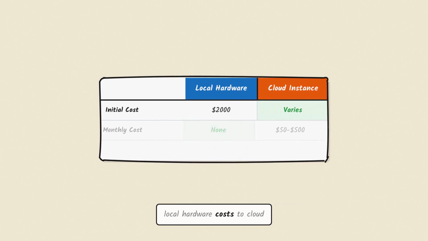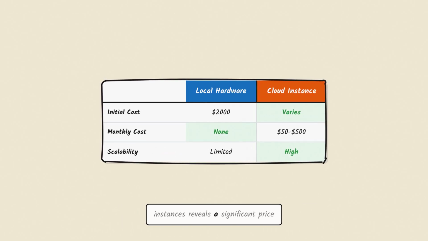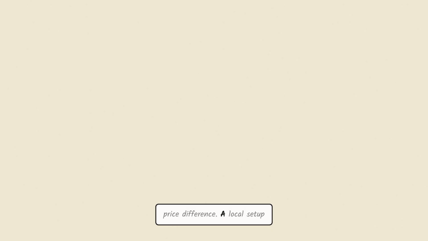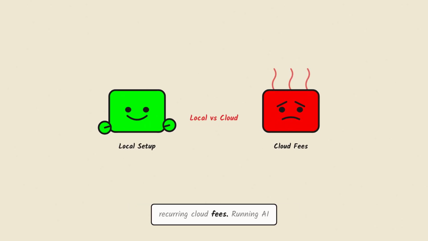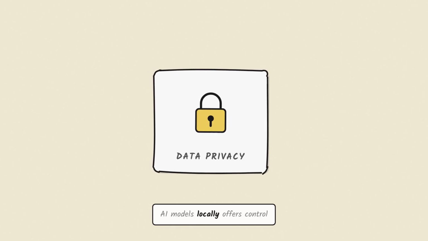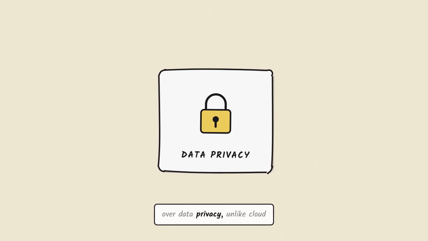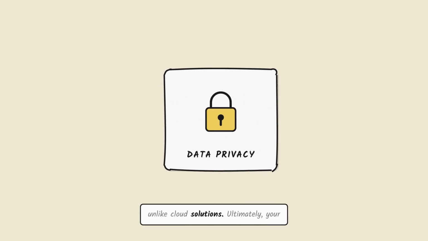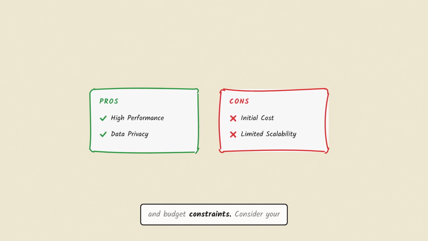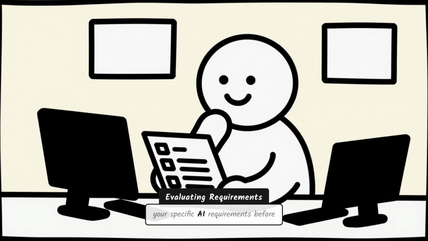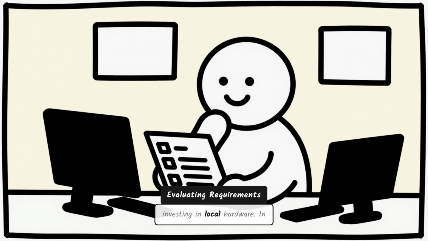Comparing local hardware costs to cloud instances reveals a significant price difference. A local setup provides consistent performance without the recurring cloud fees. Running AI models locally offers control over data privacy, unlike cloud solutions. Ultimately, your choice depends on balancing performance needs and budget constraints. Consider your specific AI requirements before investing in local hardware.